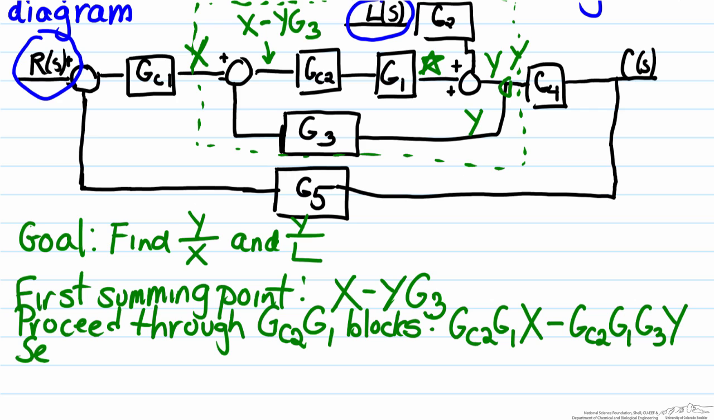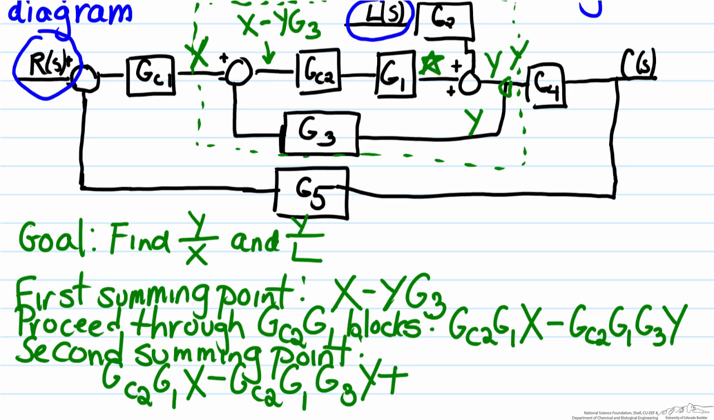So if we go through our second summing point, we see the fact that we have two plus signs, and that will leave us with the term that we started with, and now we sum in our L term, which will just be L multiplied by G2. This all together will equal y.